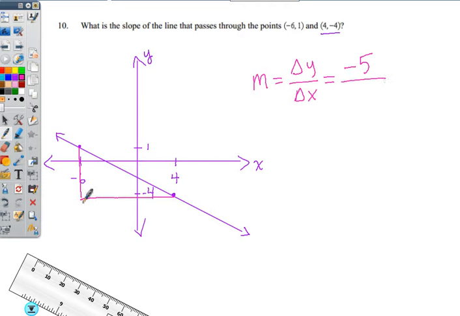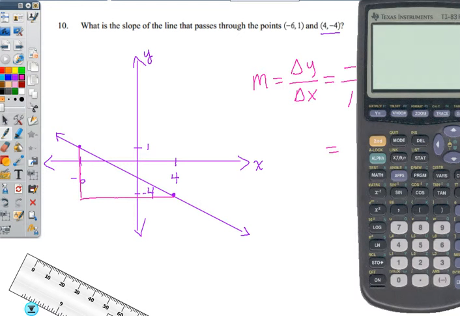Then to get from here to here, I went to the right, so it's positive. And I'm going from negative 6 all the way over to positive 4. So how far is that? Well, if I think about it, I'm going 6 spaces here, and then I'm going 4 spaces here. So I'm going a total of 10 spaces. This means that my slope is negative 5 over 10.